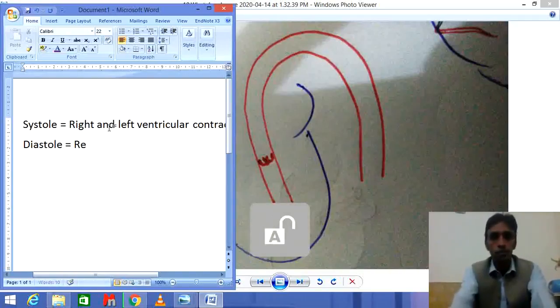Another terminology is diastole. Diastole is the relaxation of the right and left ventricle.